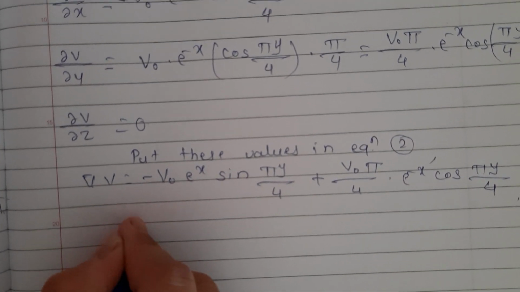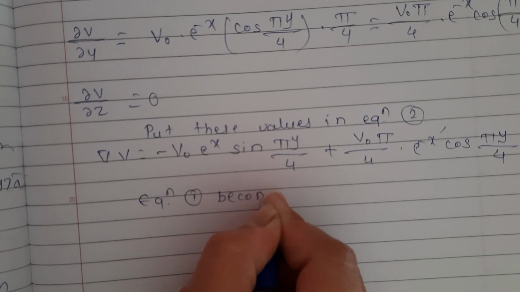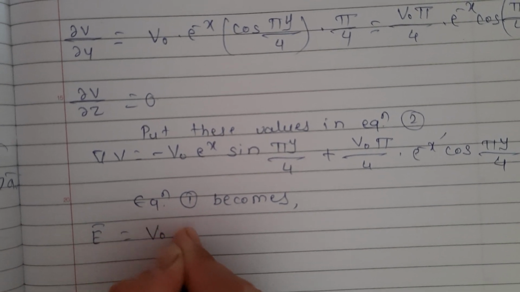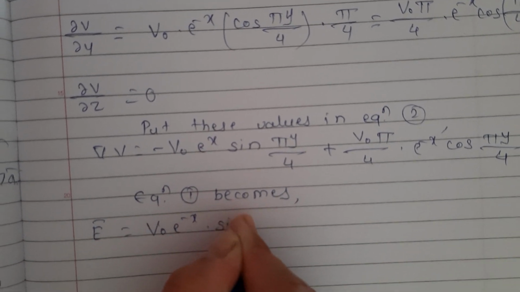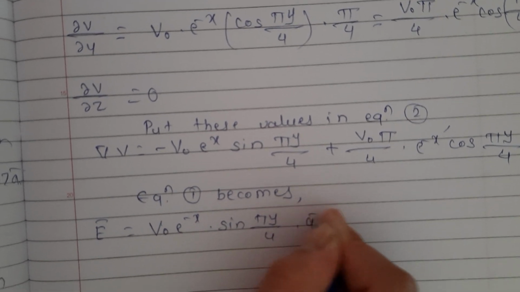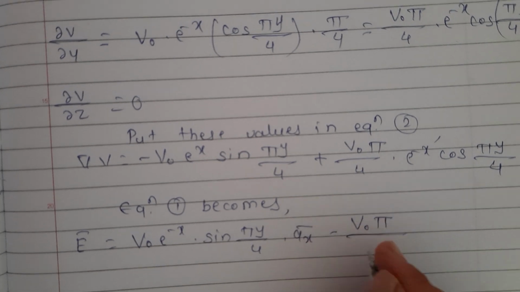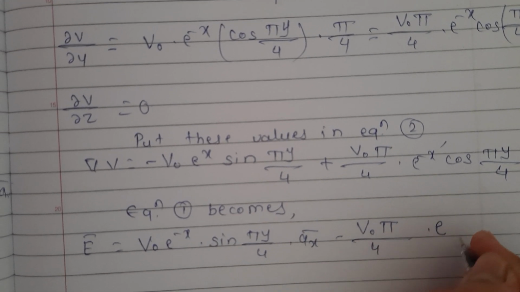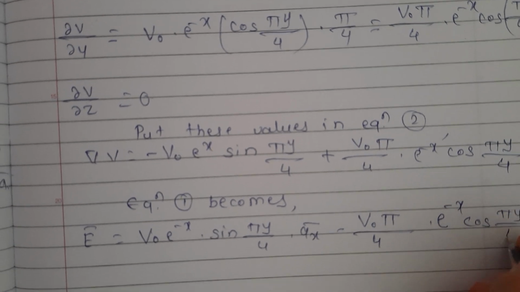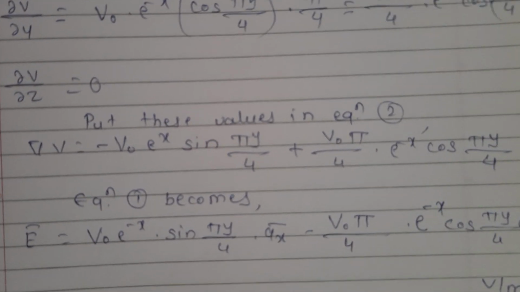So equation 1 becomes E bar is equal to V0 e raised to minus x sine of πy/4 ax bar minus V0/4 e raised to minus x cos of πy/4 ay bar volt per meter. This is the answer.